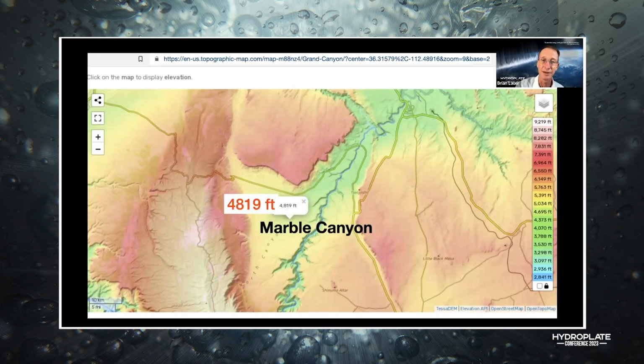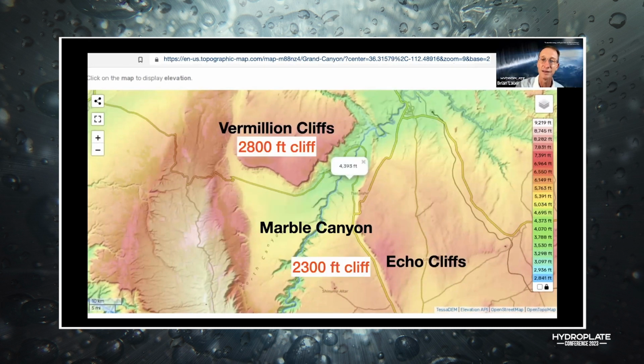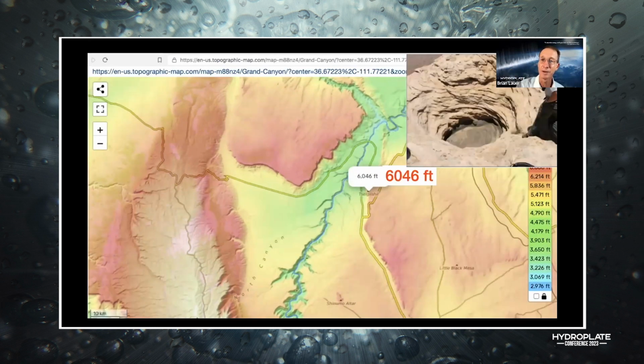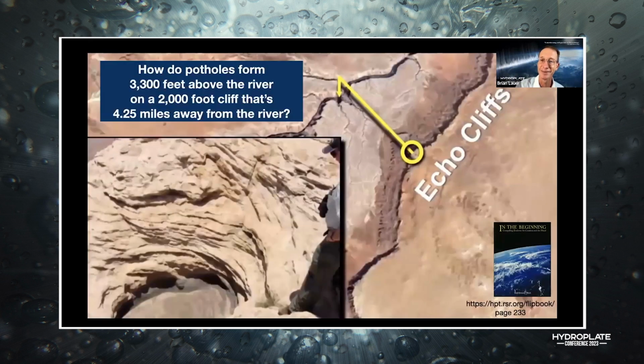So those cliffs are roughly 1,500, 2,000 feet deep. So you've got 2,000 foot cliffs. And what's right here at the top of one of those cliffs? That's this pothole. A pothole is formed when a rock gets in a vortex in the muddy river and it's going to dig a hole like that.